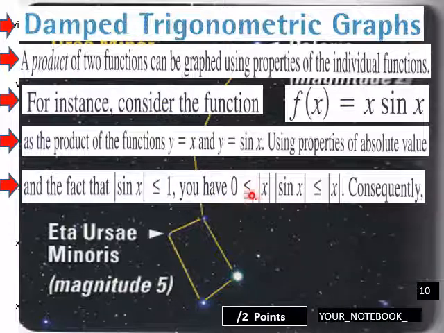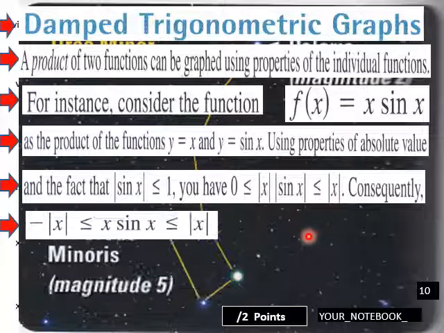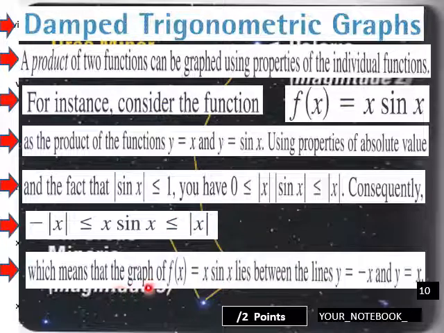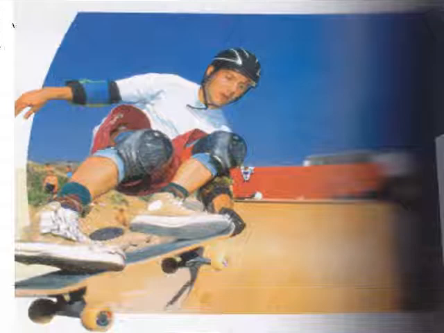You have 0 is less than or equal to the absolute value of x multiplied by the absolute value of sine x, which is less than or equal to the absolute value of x. Consequently, the negative of the absolute value of x is less than or equal to x sine x, which is less than or equal to the absolute value of x, which means that the graph of f of x equals x sine x lies between the lines y equals negative x and y equals x.